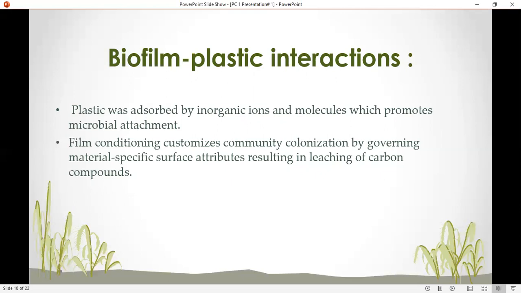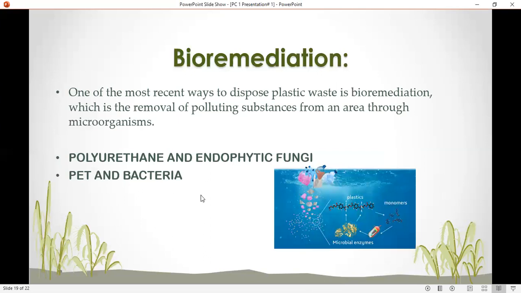Furthermore, film conditioning customizes community colonization by governing material-specific surface attributes, resulting in the leaching of carbon compounds. The last topic is bioremediation. One of the most recent ways to dispose of plastic waste is bioremediation, which is the removal of polluting substances from an area through microorganisms. While recycling and using bioplastics can be efficient methods to prevent waste from going to landfills, bioremediation can solve the problems of environments that are already polluted.